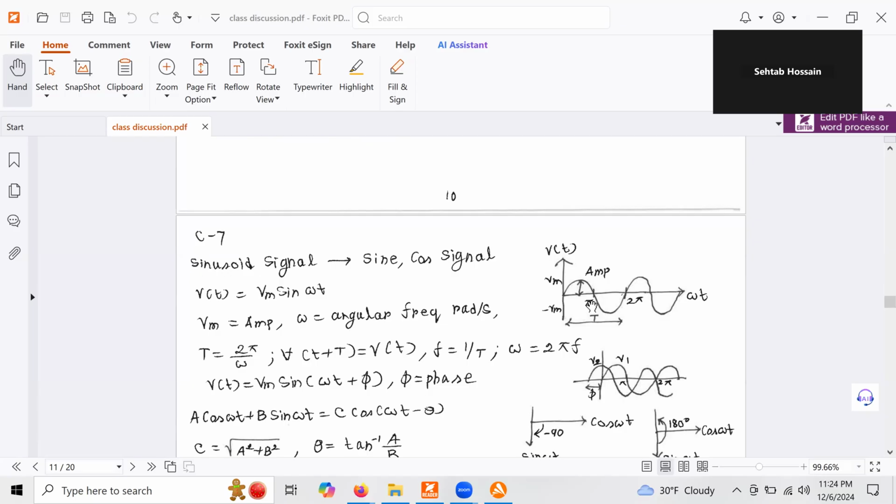So what is amplitude actually? This wave starts from zero, comes up to the maximum, then goes back to zero. So from here to here, this is called the amplitude. From here to here, this is the amplitude of this v(t) wave. And omega is its angular frequency.